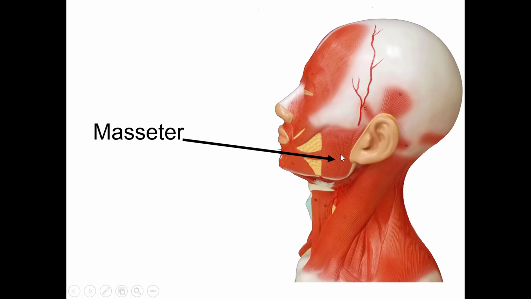As we look at this lateral view, we can see this large jaw muscle. This is the masseter. It's involved in chewing or mastication, so its name tells you what it does. It chews. If you place your fingers lightly about here on your jaw and clench your jaw, you should be able to feel this muscle bulge.